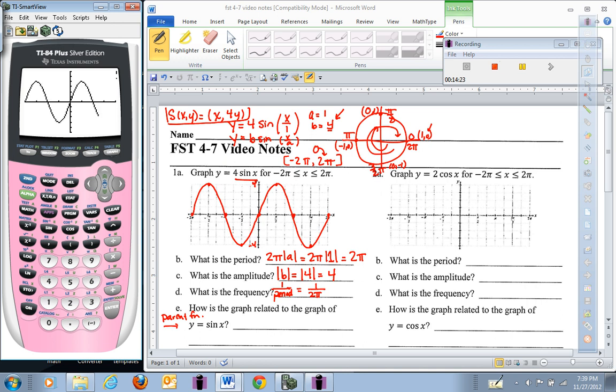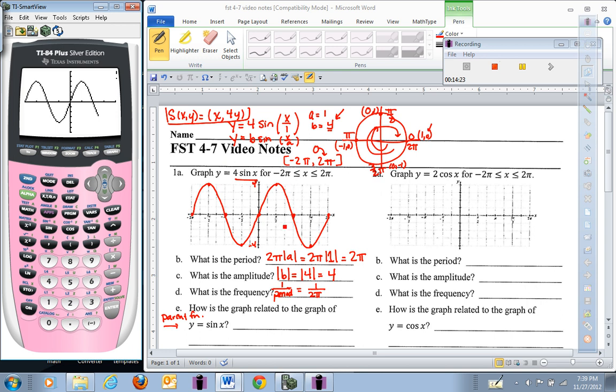So this graph on my calculator confirms exactly what I have over here, doesn't it? And you can see from the half pi increments, the zeros are at negative 2 pi, negative pi, 0, pi, and 2 pi, and that's exactly where we had our zeros, isn't it? Okay, very good. All right, let's look at number 2.